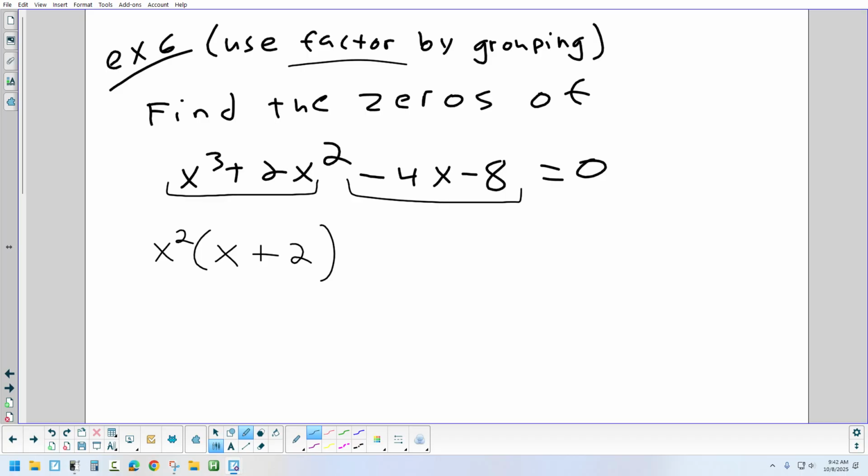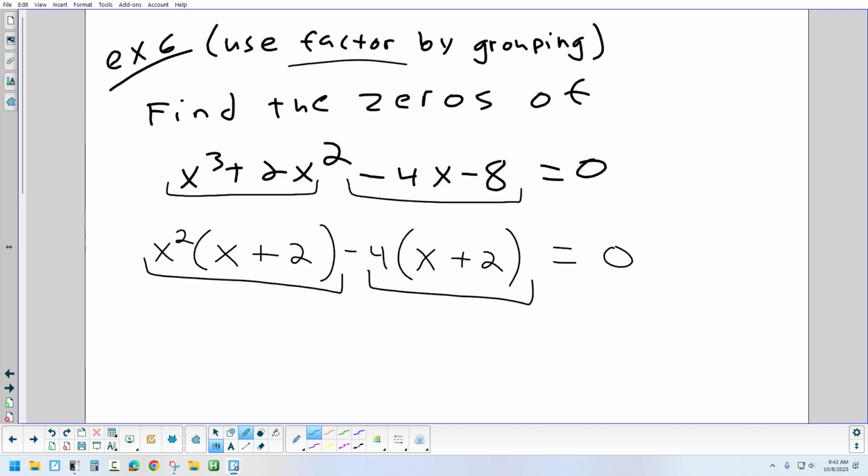Okay, let's look at the last two. What can we factor out of those? Negative 4. And what would you have to put here? Negative 4 times what is negative 4x? We need an x, x plus 2, and this would have to be a plus 2, because negative 4 times positive 2 is negative 8. So what I said needed to happen did happen. We got two x plus 2's. Now, what do that and that both have in common?